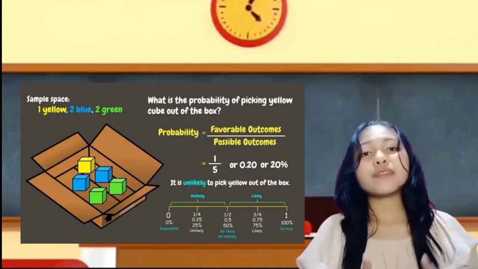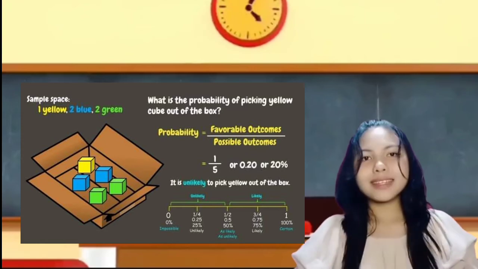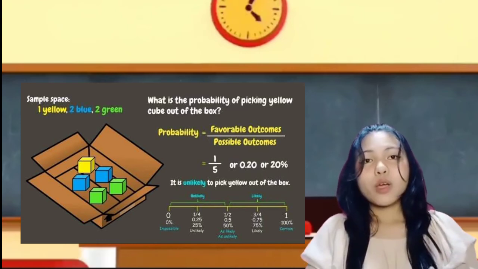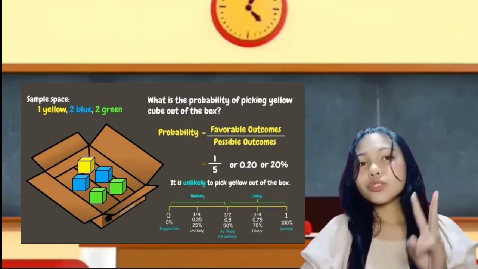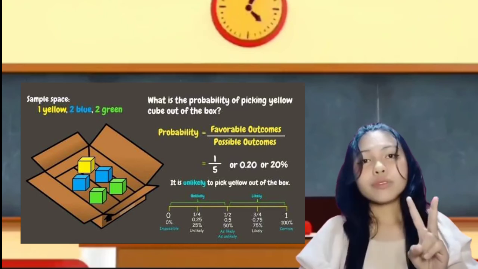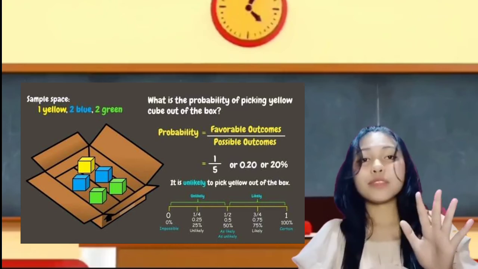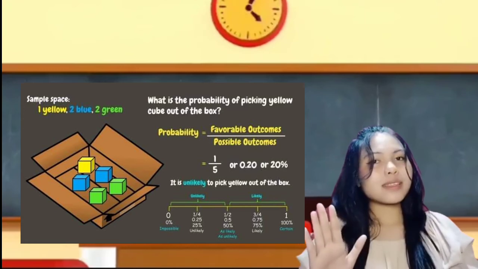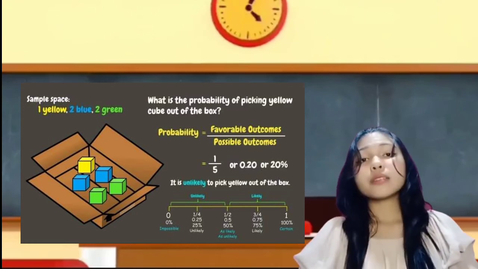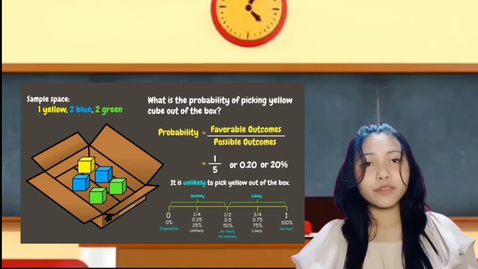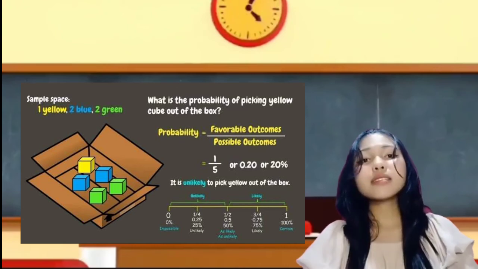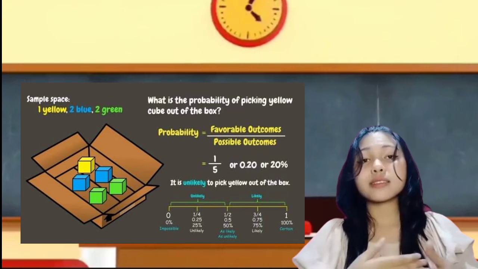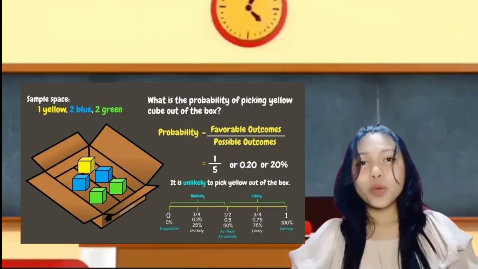Here we have the sample space, or the list of the total number of all the outcomes, which are 1 yellow, 2 blue, and 2 green, a total of 5 cubes. It means that we have 5 possible outcomes. Now in fraction form, the probability is 1/5. To convert this to decimal, just divide 1 by 5, which is 0.20 or 20%.